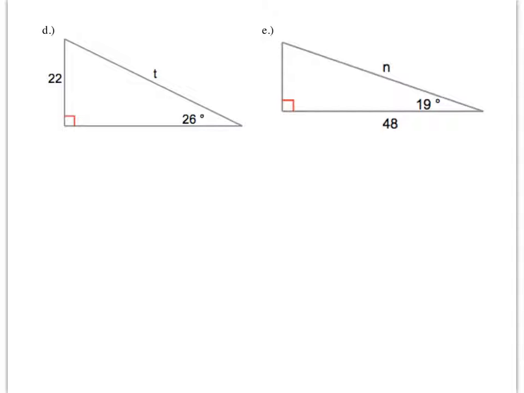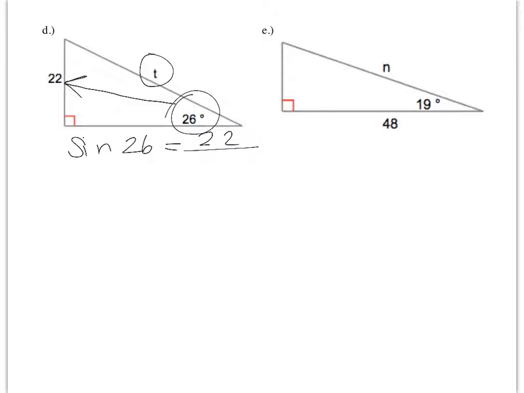Okay, we're going to do 2 more, and these are just going to be a little bit different just because of where the variable will end up in our ratio. So we have the angle of 26 degrees, and we notice that the opposite is 22, and then the hypotenuse is t. And so opposite and hypotenuse, that's SO or OH, which is sine, SOH. So sine of 26 is going to equal opposite over the hypotenuse. So this time our variable ended up in the denominator.